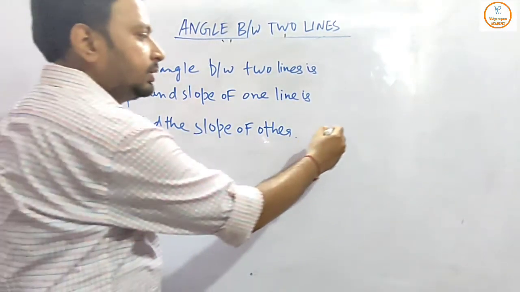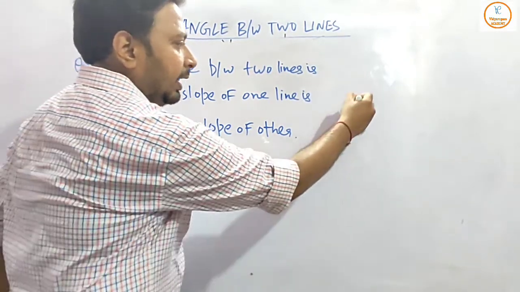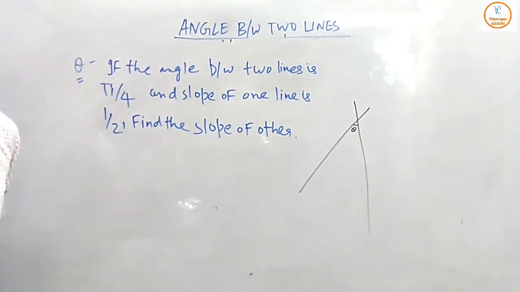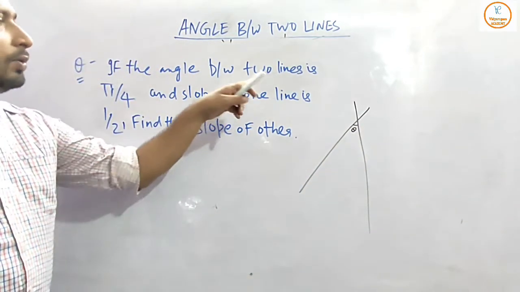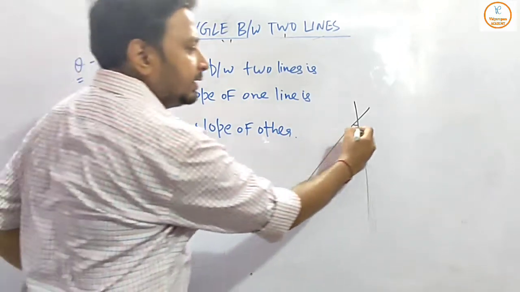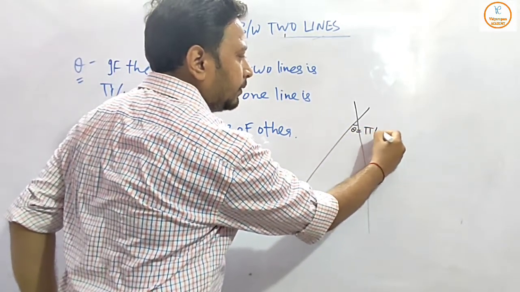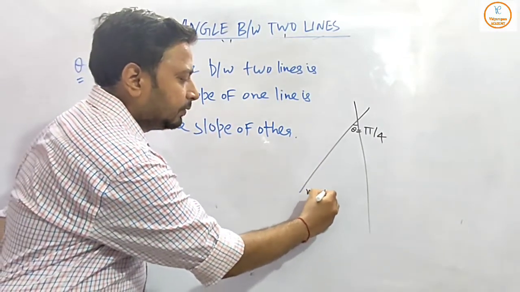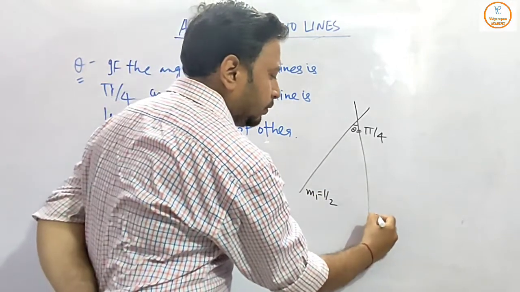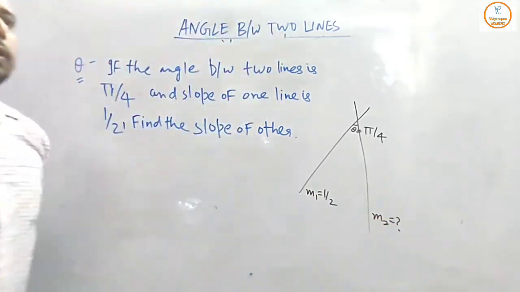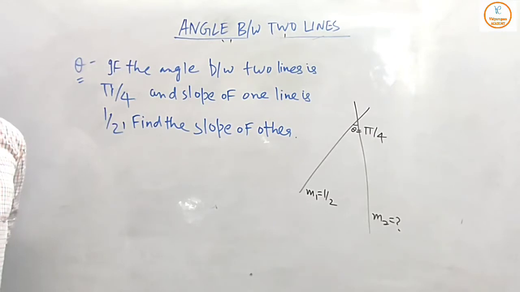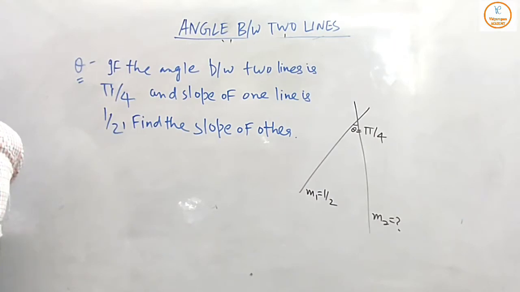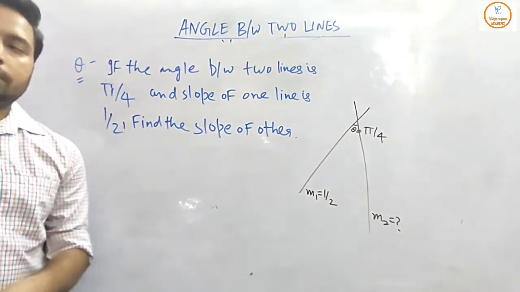So in that question, what was there? This was the first line, and this was the second line, and the angle between them was theta. If the angle between two lines is pi by 4, so here theta is given as pi by 4, and the slope of one line is 1 by 2, m1 is equal to 1 by 2. So find out m2. Just based on the previous concept, the same question is here.